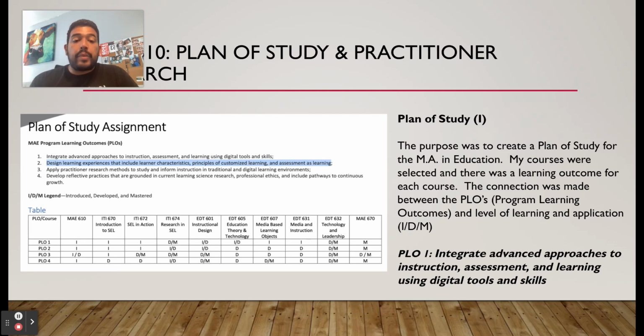I chose, like I said, PLO1 because I thought that this was something new to me. It was introduced to me, and PLO1 is integrate advanced approaches to instruction. So how I was going to use the learning, I was going to learn about assessments in classrooms, and obviously using digital tools and skills. So this is the one that I chose for PLO number one, which is the plan of study.